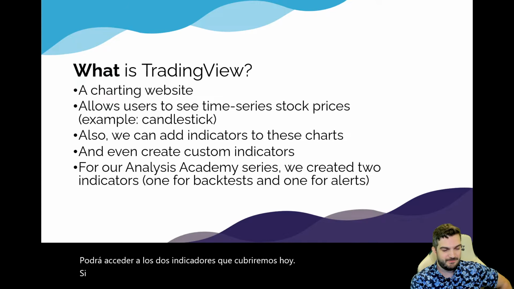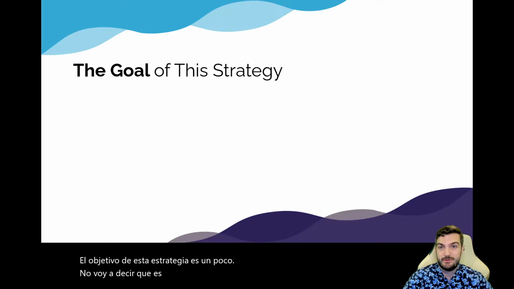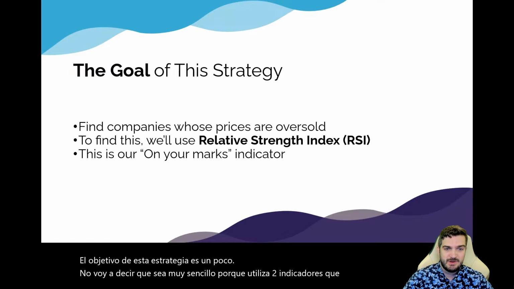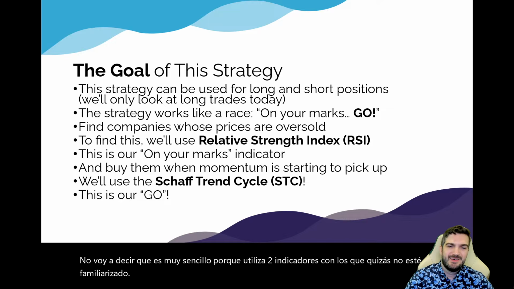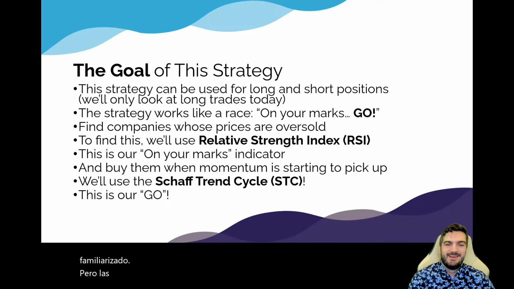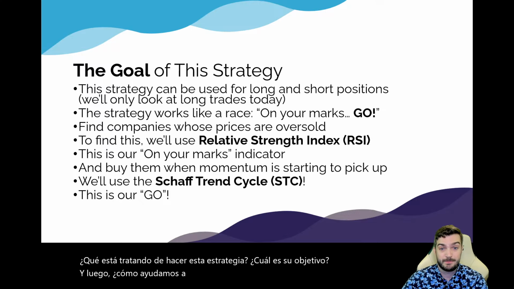The strategy we're going to cover today uses RSI and STC to do so. The goal of this strategy is a little, I'm not going to say that it's very straightforward, because it uses 2 indicators that you might not be familiar with. But the slide's out of order. So before we get into the actual indicators, let's just talk about what this strategy is trying to do. What is its goal? And then how do we help accomplish that goal with indicators?